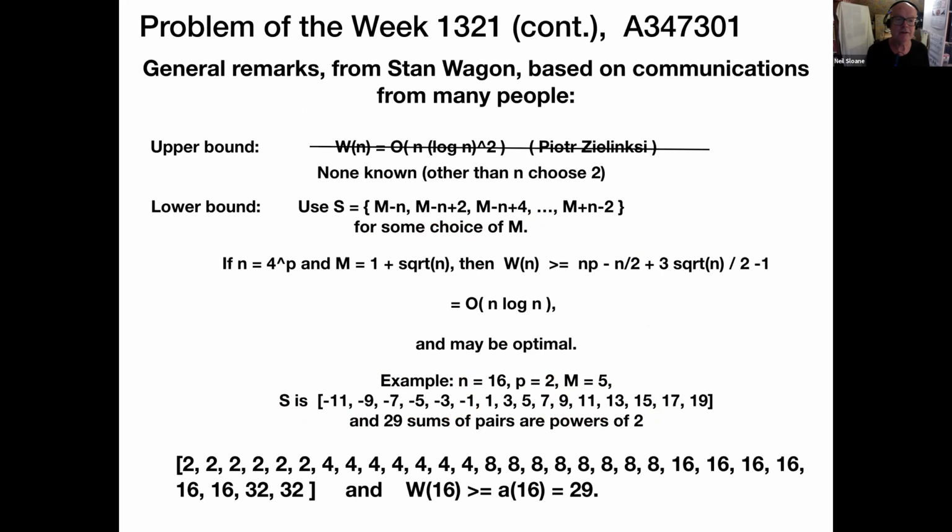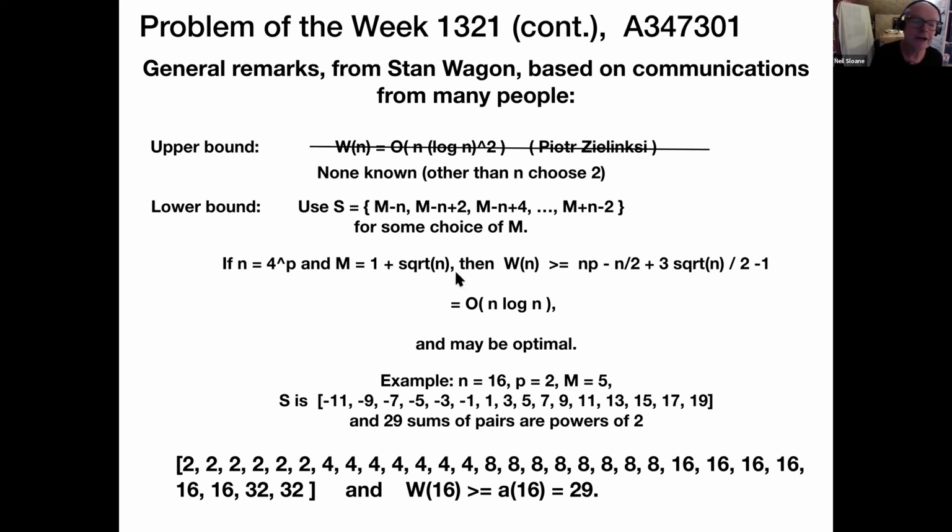Now, what about bounds? In Stan's follow-up to this, he said that there was an upper bound by Peter Zielinski of big O of n times log n squared. But I think, again, that was assuming that the numbers were bounded to some range. I don't think we have an upper bound, other than the obvious trivial bound of n choose 2.